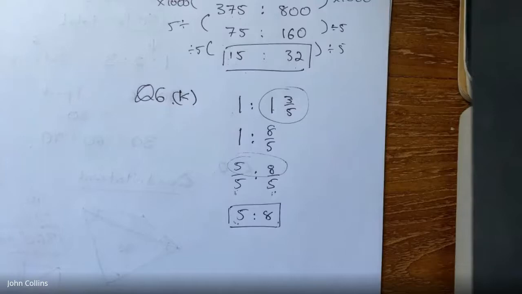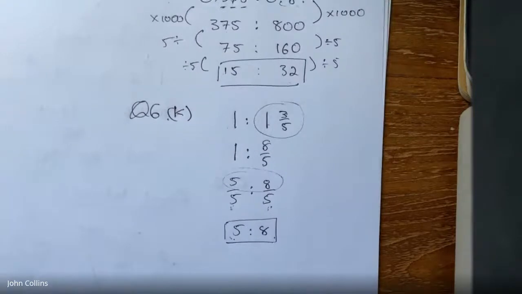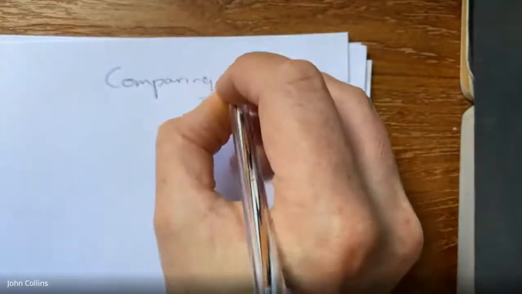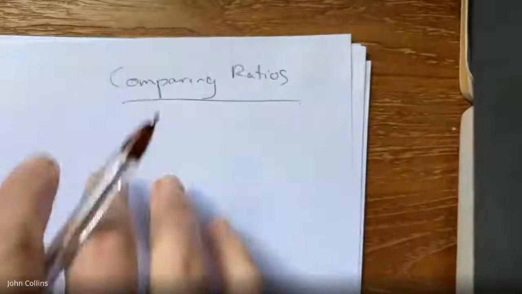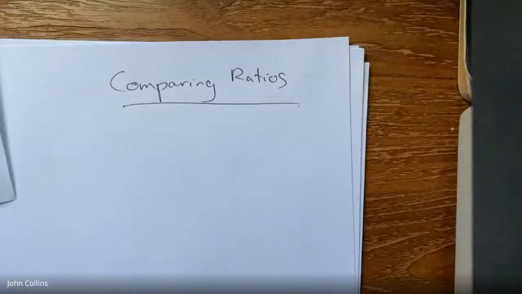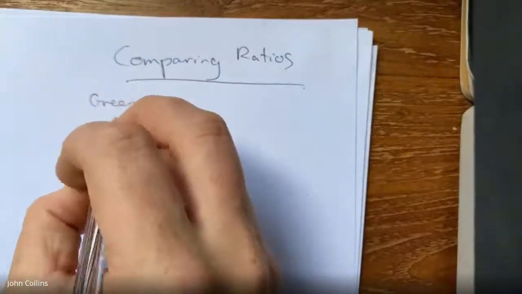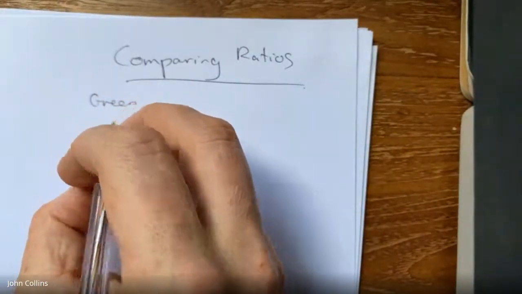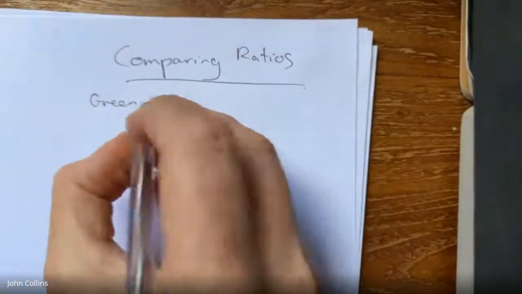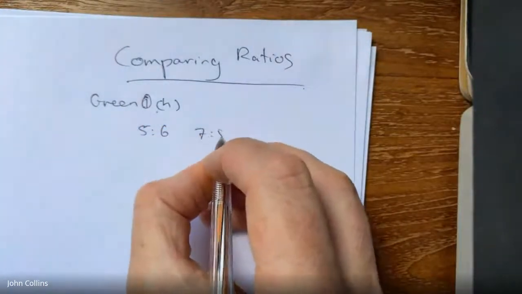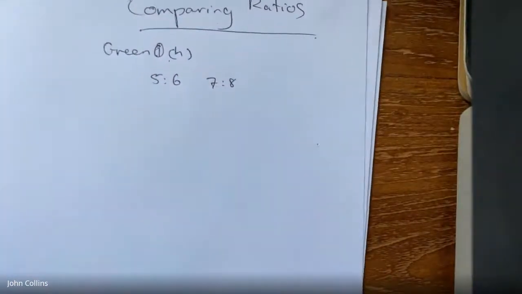I just want to look at the other and final worksheet now and do a couple of questions from that. And that was on the comparing ratios from yesterday. Once again, I'm going to pick one from each. I'm going to do a green, a yellow, and a blue. Okay, so from green, I'm just going to look at part H. So that was question 1H. And it was comparing 5 to 6 and 7 to 8. So which one is the greater ratio of these pairs?